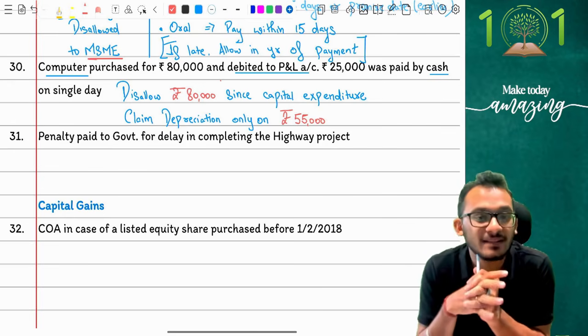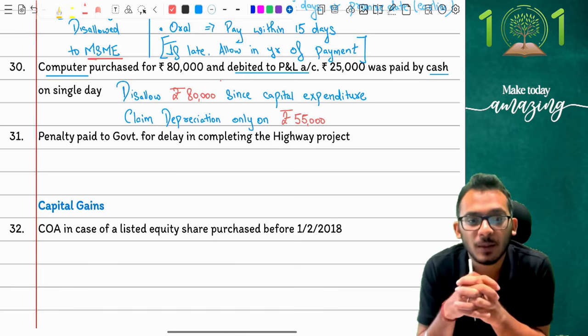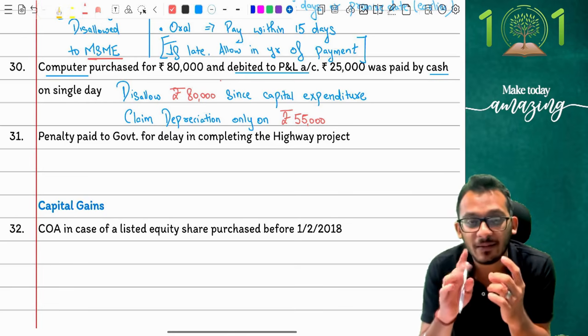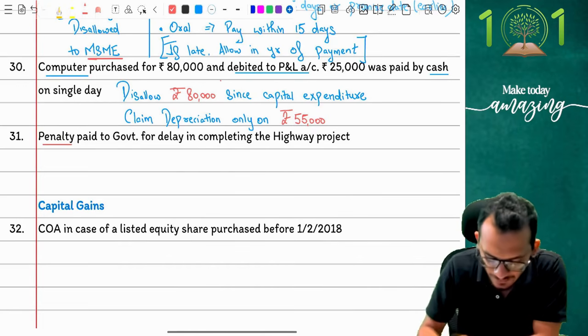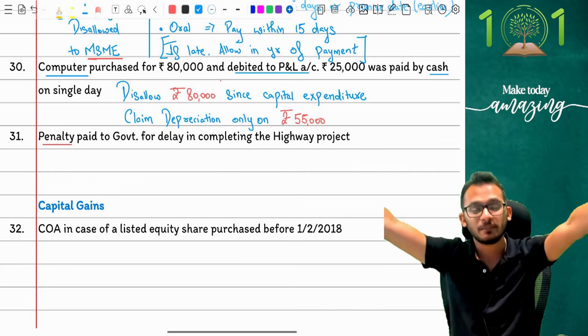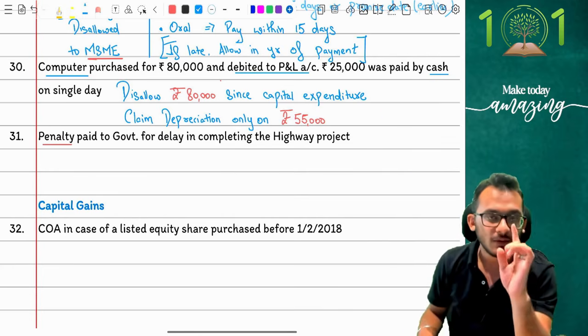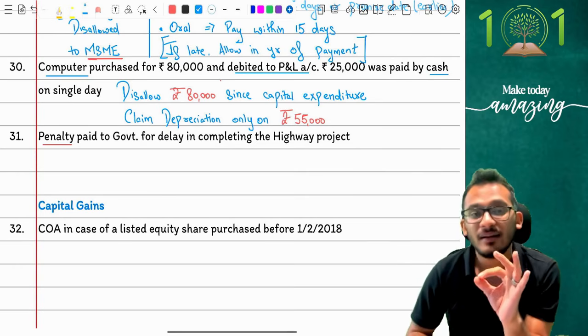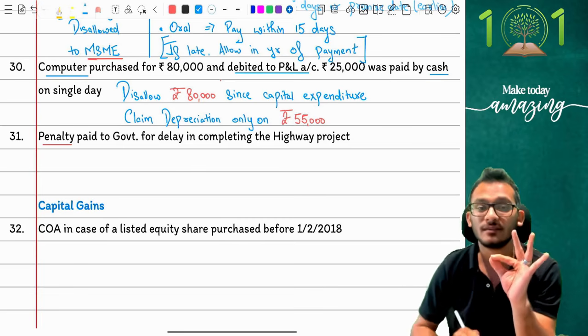Let's go together. I'm at adjustment number 31. Adjustment number 31 says penalty which is paid to government for delay in completing highway projects. Now, two things to be kept in mind. You're seeing a penalty coming in, and the moment you see penalty, the first thing you'll jump and say, penalty, Rahul, disallow. No, people, understand this carefully. A penalty is only disallowable if it is for a violation of a law. There is no law here.